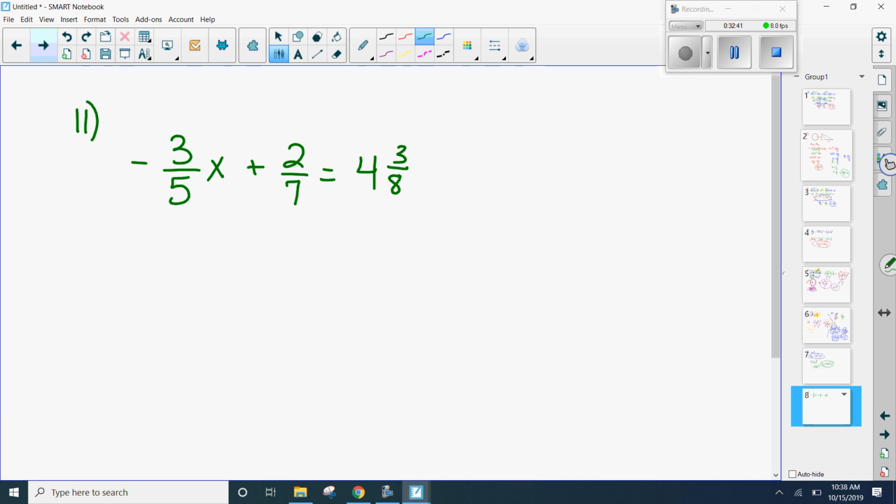Okay, work with fractions. If you don't want to work with fractions, you have to change 4 3/8 as an improper fraction. Then you got to get a common denominator between 8, 7, and 5, which is perfectly fine to do. If not, you want to isolate the x, right? So to isolate the x, the x's are on one side, we need to move the constant over to the other side, which makes it what? Negative 2/7.